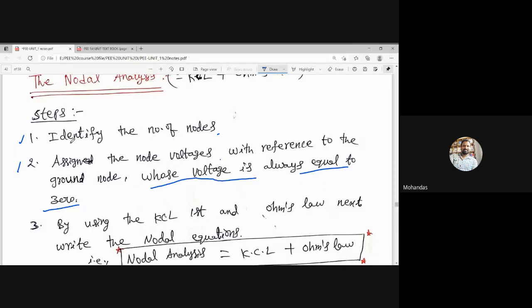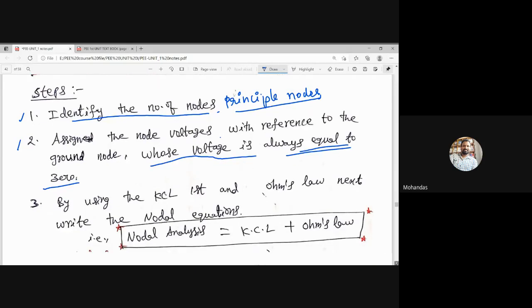Please add: identify the number of principal nodes. Add one point here. Identify the number of principal nodes and assign the node voltages with respect to the ground node, whose voltage is always equal to 0.